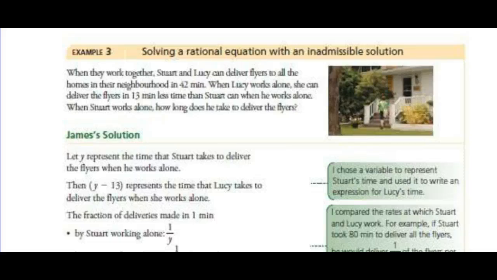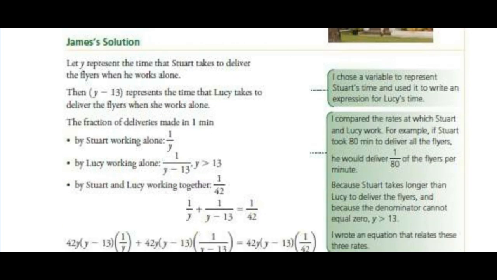The thing we're trying to solve for is how long it takes Stuart to deliver the flyers. So let y represent the time that Stuart takes to deliver the flyers when he works alone. Lucy can do it in 13 minutes less time, so y minus 13 is the time Lucy takes when she works alone. How much do you do each minute? Working together, they will do 1/42nd of the neighborhood in 1 minute, because it takes 42 minutes working together.